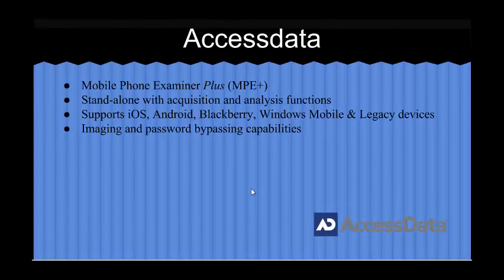We also have Access Data, who also makes FTK Imager. I'm talking about Mobile Phone Examiner Plus, which has standalone acquisition and analysis functions. They support iOS, Android, BlackBerry, Windows Mobile, and legacy devices. And the biggest thing they do is they offer imaging capabilities as well as password bypassing capabilities.